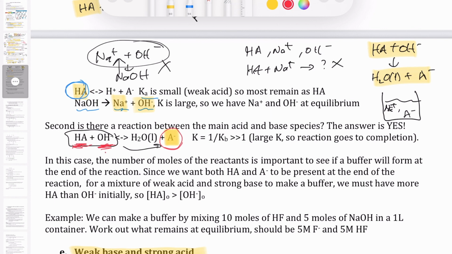Let's say you only have 5 moles of this and you have 10 moles of that. Well, the reaction will then consume 5 moles of the HA and it will produce 5 moles of this at the end, right? That would be completely gone. But this will still have 5 left. So if we have 5 moles of HA and 5 moles of A minus, that means we have 2 things that will neutralize any incoming acids or bases, which means we have a buffer.